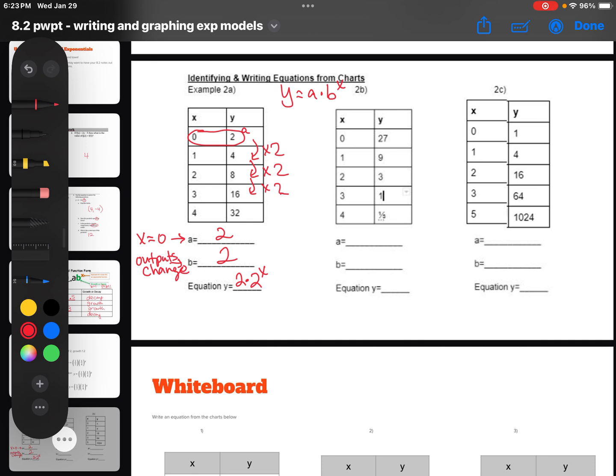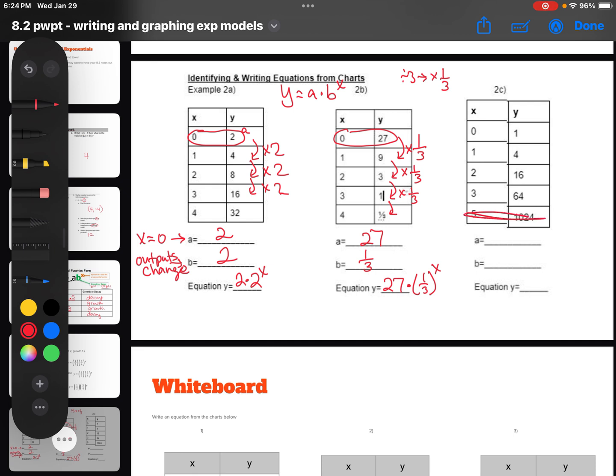On the next one, for my a value this time, I see that when x is 0, my y is 27. Now for my b value, when you look at the chart here, you're going to notice that the values are decaying. You might be thinking divide by 3, but dividing by 3 is the same as multiplying by 1/3. Think of it like you took a candy bar and split it into 3 equal pieces, so each person gets 1/3 of the candy bar. So we need to be thinking multiplication here. We're going to multiply by 1/3, so my b is 1/3. My equation is a, which is 27, times 1/3 to the power of x.